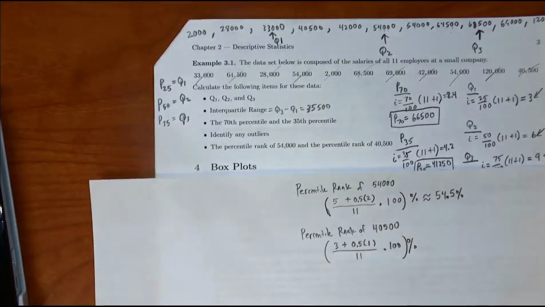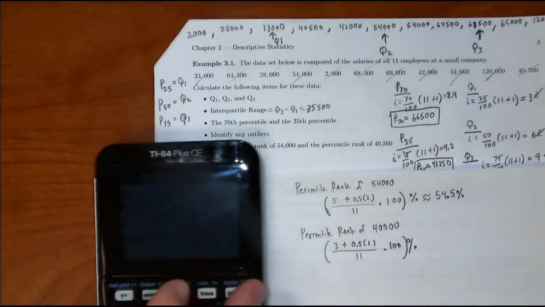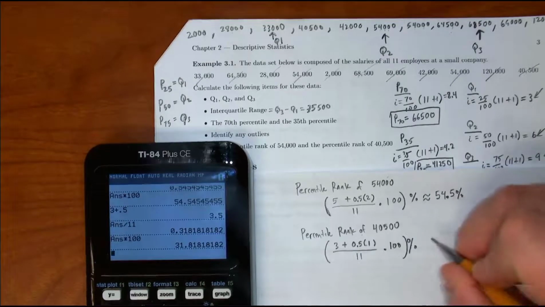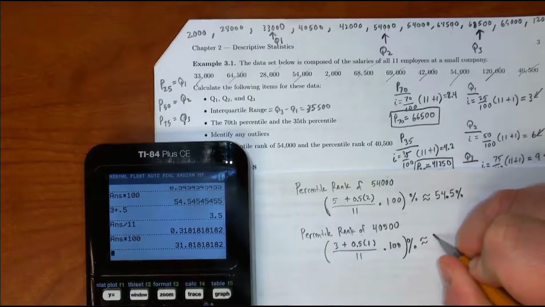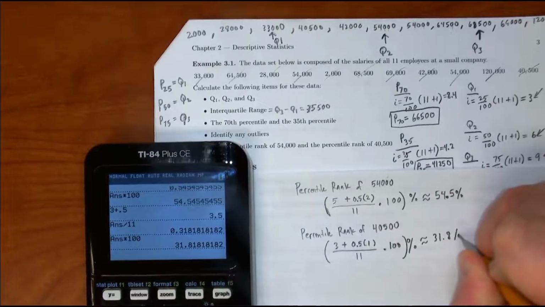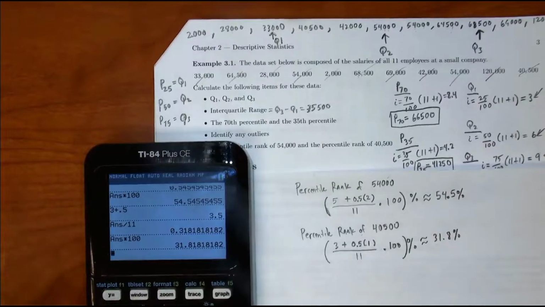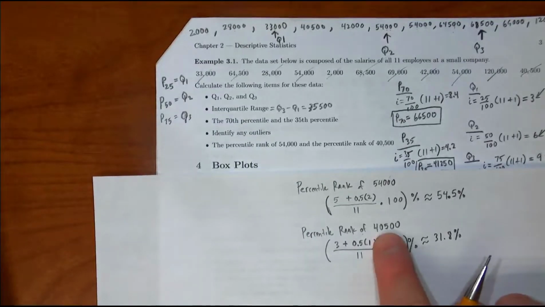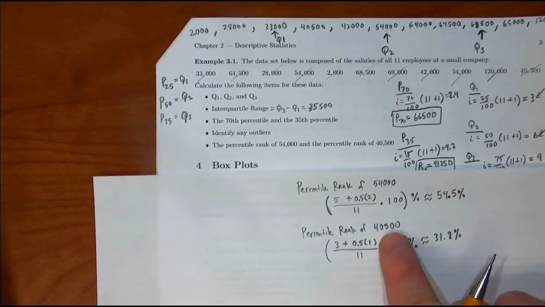And then we just type that into our calculator, carefully of course, to get the approximate percentile rank. So 3 plus 1/2 times 1, well, that's just 1/2. So 3 plus 1/2 is 3.5 divided by 11 times 100. And so we get the approximate percentile rank is 31.8%. This means that approximately 31.8% of the data are below 40,500 in the ranked data set.